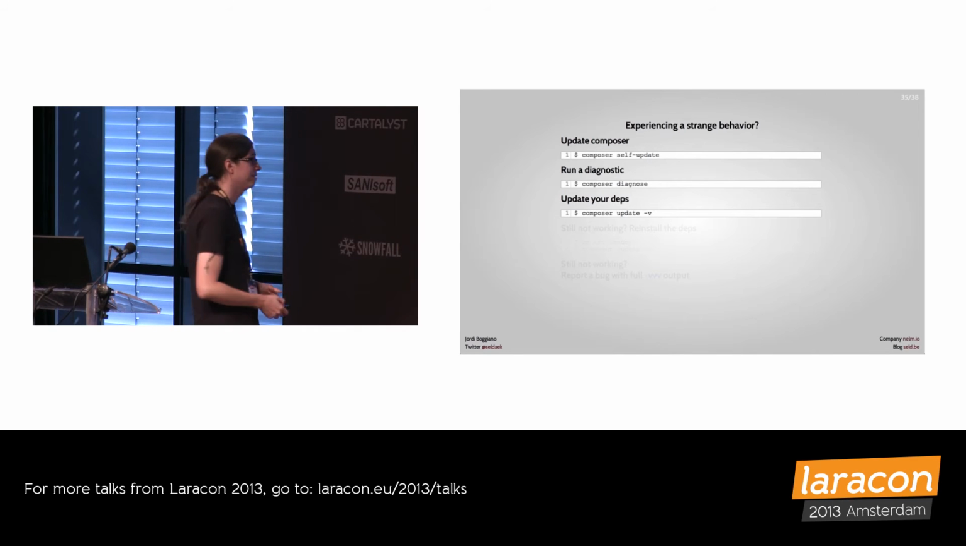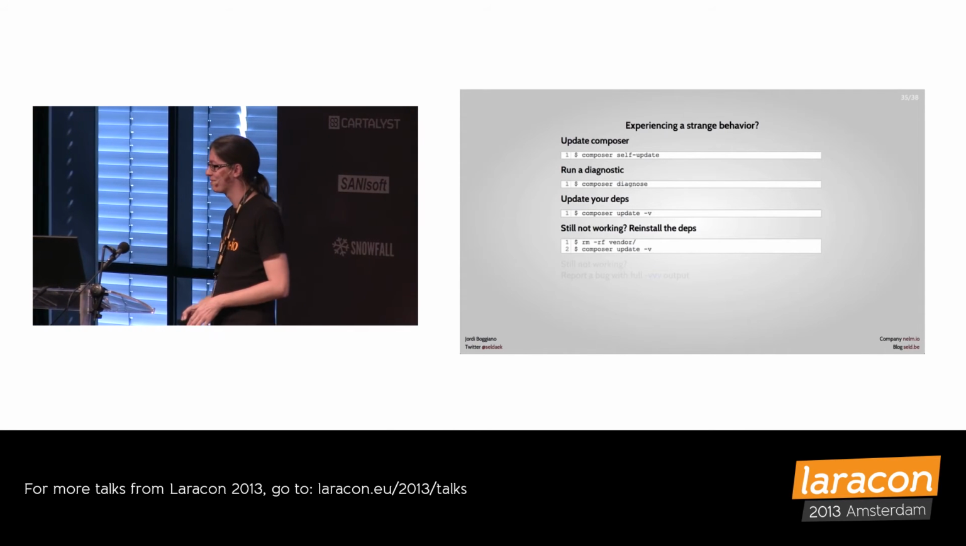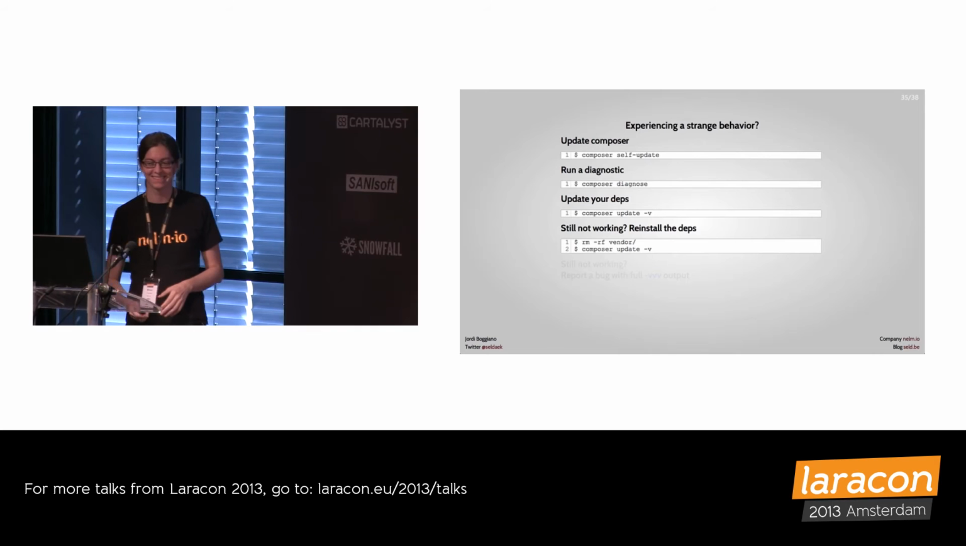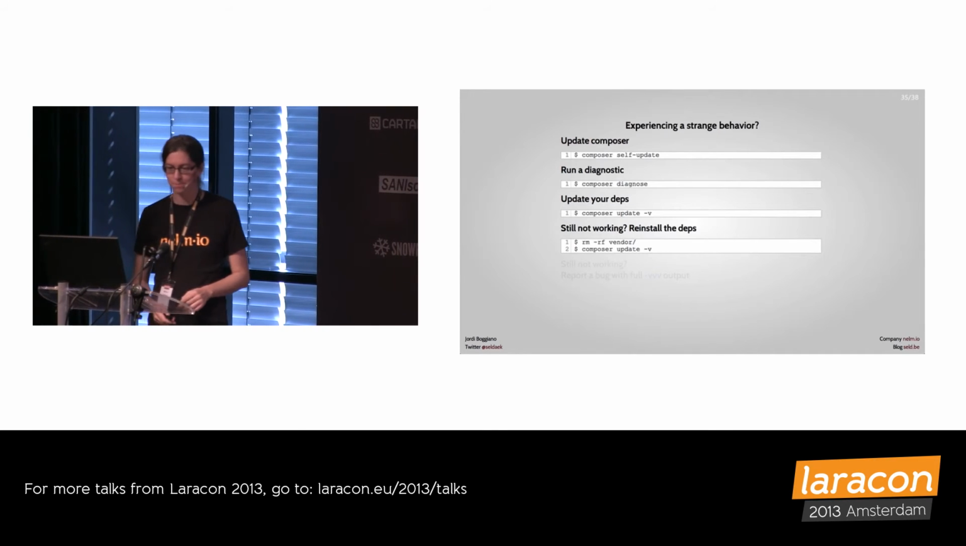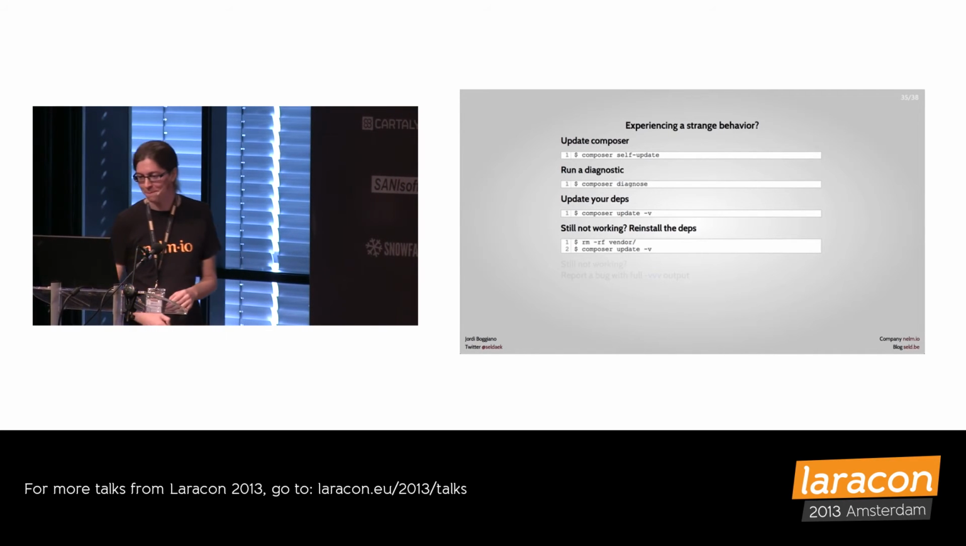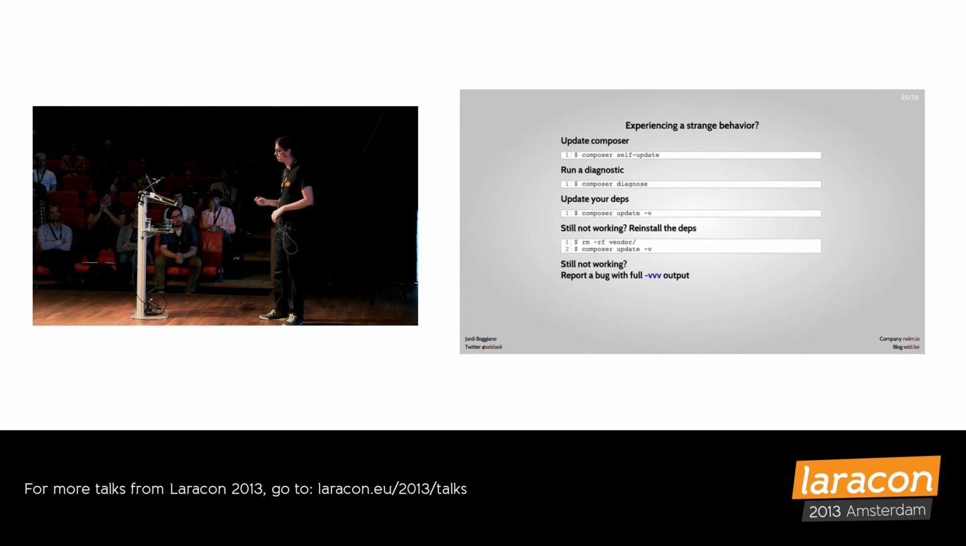Then if still nothing is running, you can try to wipe the entire vendor directory. Sometimes this helps. Hopefully it's not needed so much anymore, but once upon a time it was a frequent problem. And then finally, if you really can't figure it out, feel free to report a bug, but please do a full run with -vvv. You get probably 1,000 lines of output, but at least it enables us to see what went on, and it saves a lot of time of back and forth on GitHub issues.